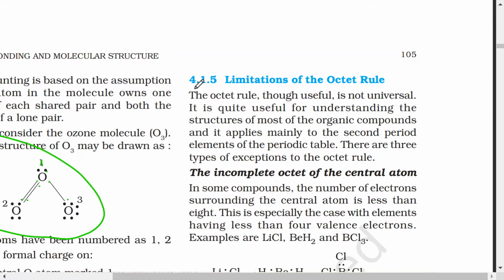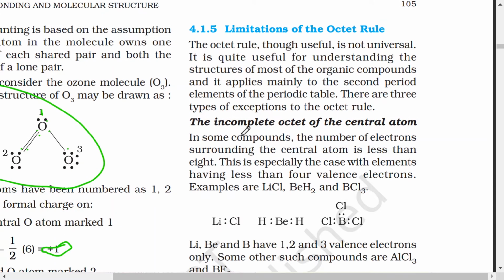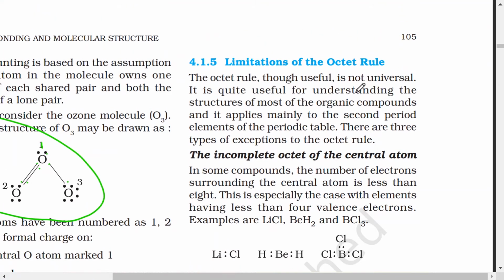Limitations of the octet rule. The octet rule, though useful, is not universal. It is quite useful for understanding the structures of most of the organic compounds, and it applies mainly to the second period elements of the periodic table.